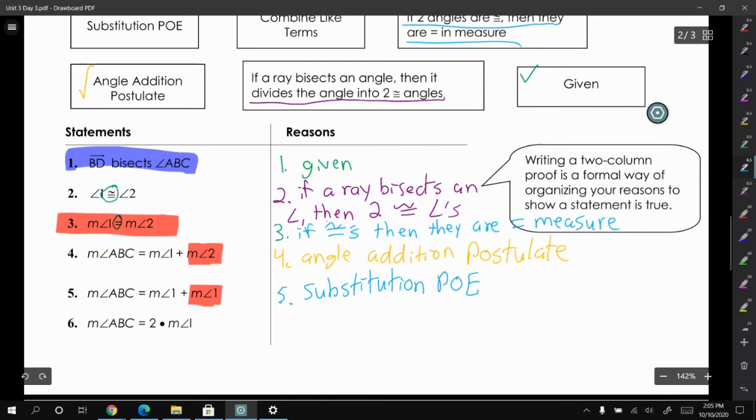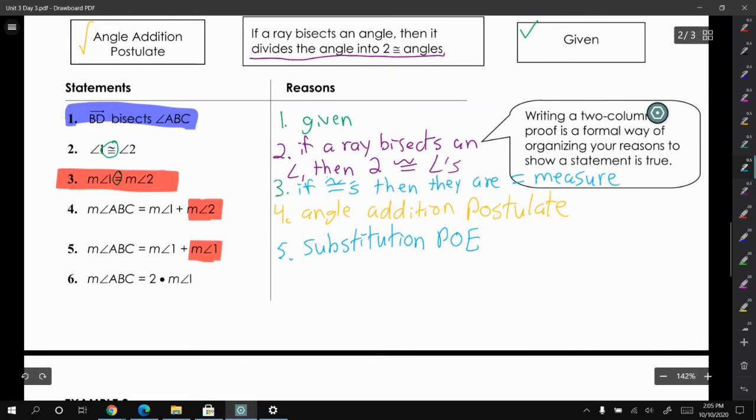And then if we have the measure of angle 1 plus the measure of angle 1, that's 2 times the measure of angle 1. And that is combining like terms.